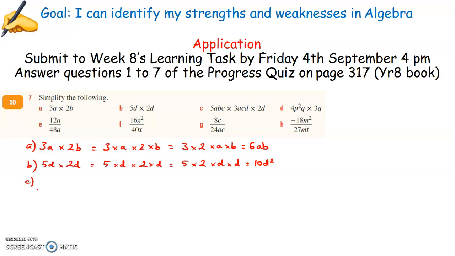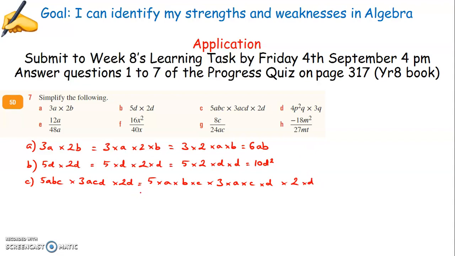All right, c, we have 5abc times 3acd times 2d. Okay, again, just like before, let's break them down. So we have 5 times a times b times c times 3 times a times c times d times 2 times d.